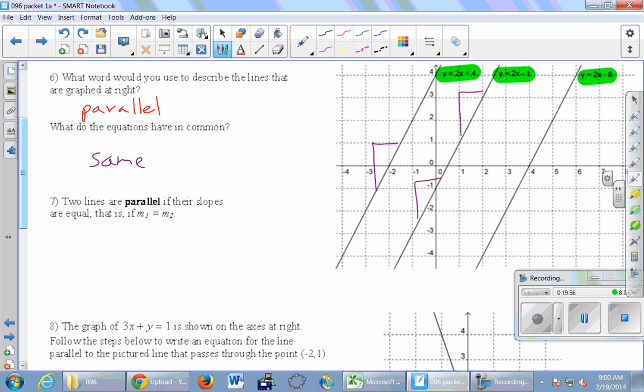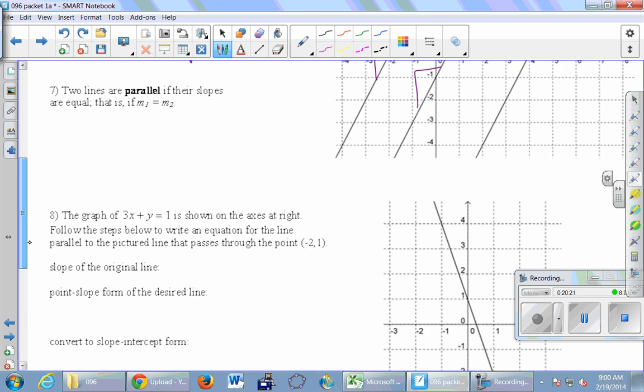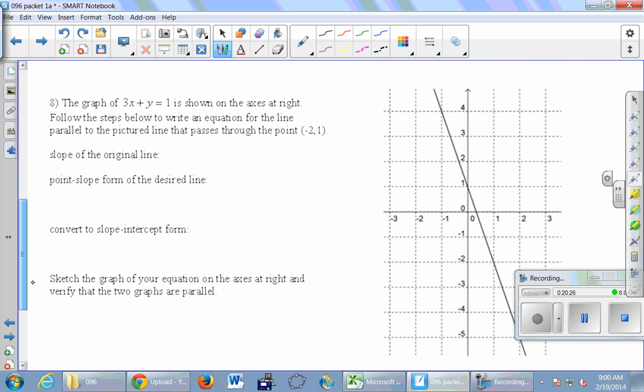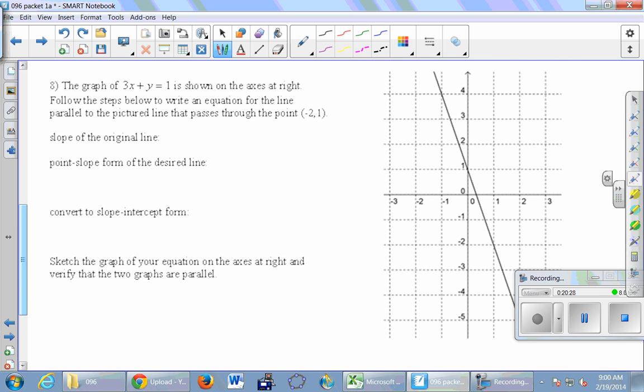So the equations have in common the same slope. And then our conclusion is that two lines are parallel if their slopes are equal. And if we wanted to write some kind of equation, if we say m1 and m2 are the slopes of two different lines, then we're saying that m1 equals m2. Two lines are parallel if their slopes are equal. All right, so that's an important fact for today. And let's see if we can run through number 8 here.